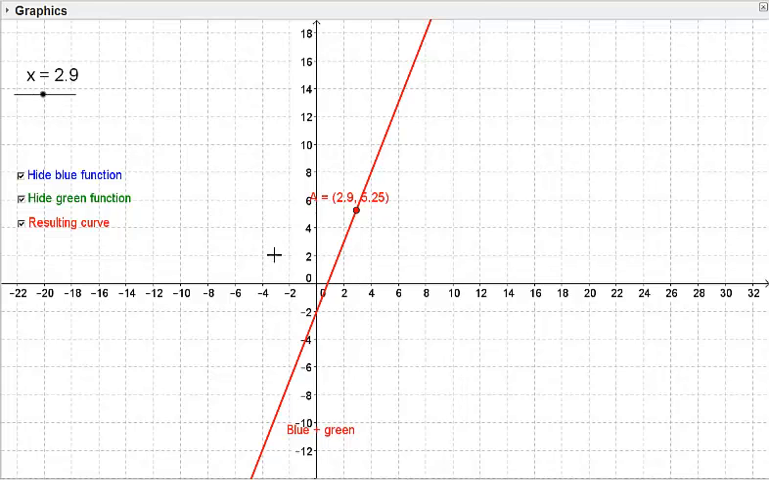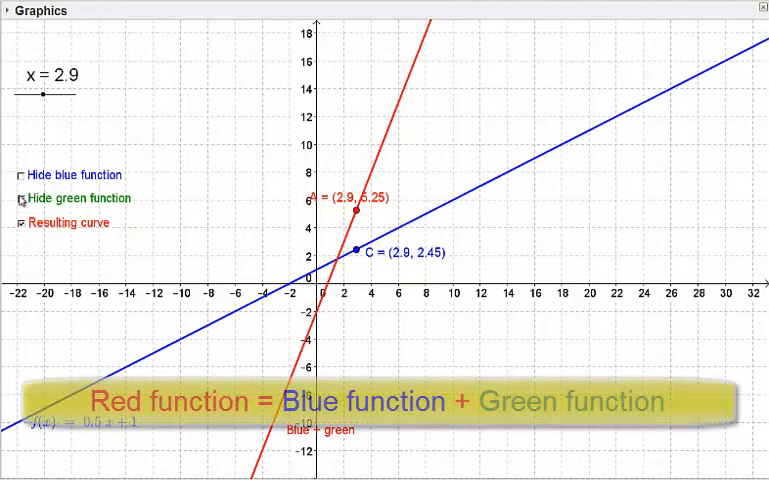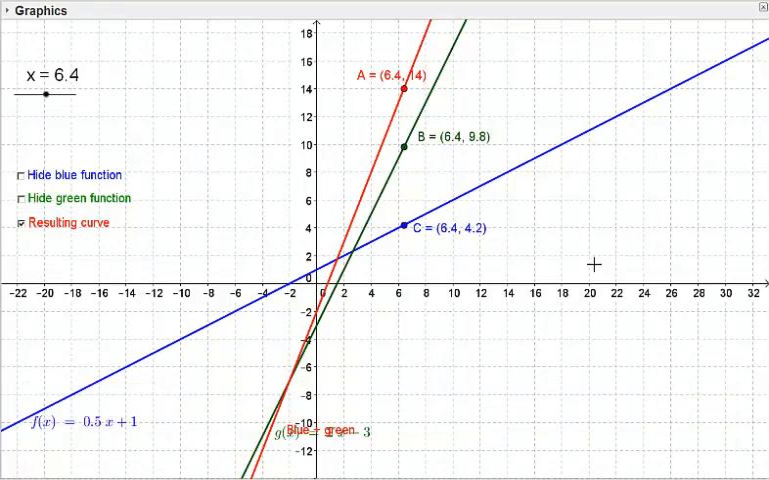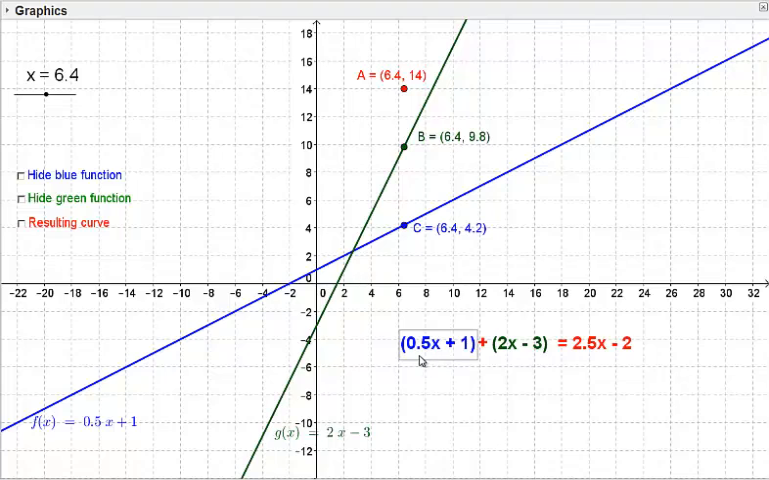What we've done is we've just added the blue function to the green function. We could have predicted that the answer would be a linear function by looking at the algebra involved. Because if we took the algebraic expression for f of x, our blue y, and added it to the algebraic expression for our green y, we would add the like terms and algebraically simplify it to get 2.5x minus 2, which is of course just another linear function.